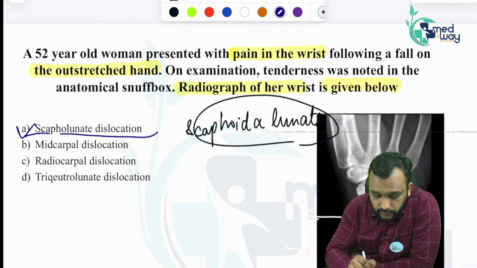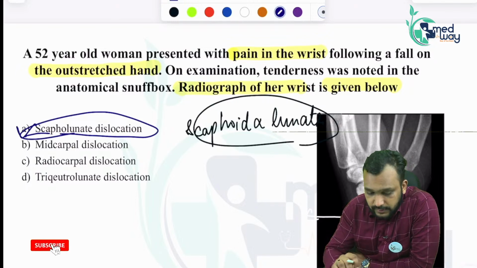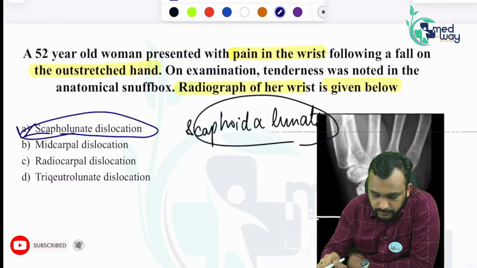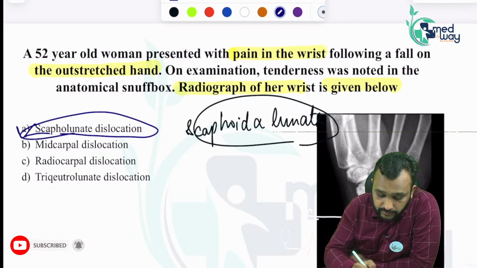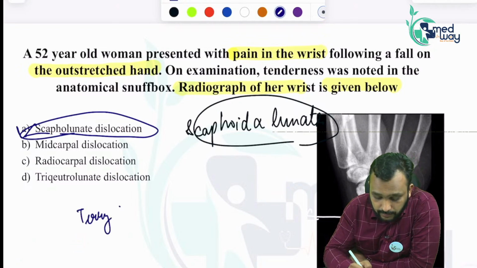Very good, Dr. Tausif. Scapholunate dislocation. This is also known as the Terry-Thomas sign.